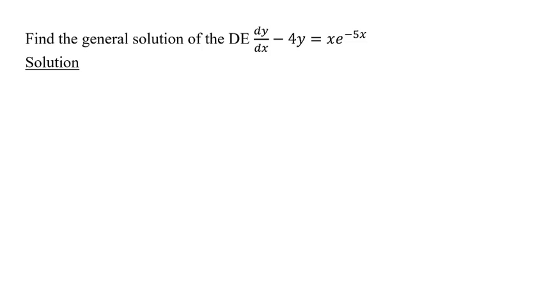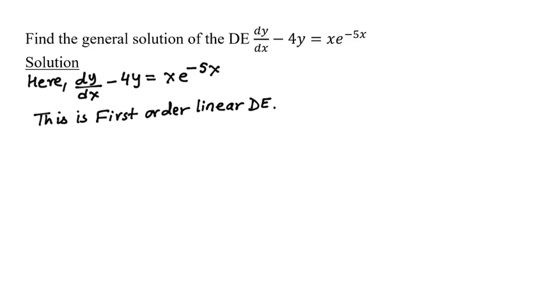In this example, we are solving a differential equation dy over dx minus 4y equal to x times e to the negative 5x to find its general solution. This is a first order linear differential equation, so we can solve this using the method of integrating factor. Now the integrating factor is mu of x equal to e to the integration of negative 4 with respect to x, which is equal to e to the negative 4x.